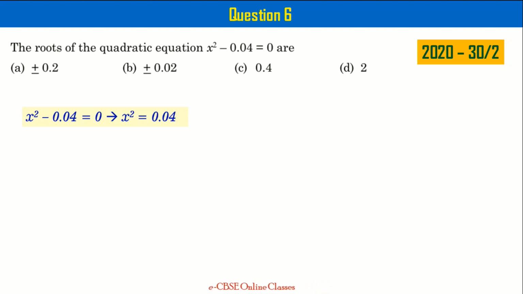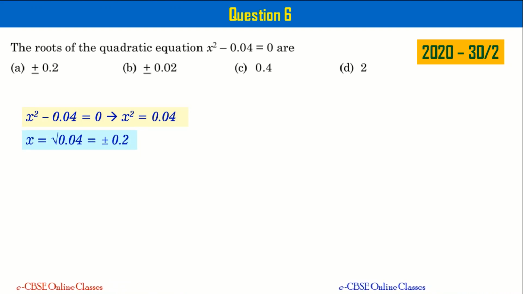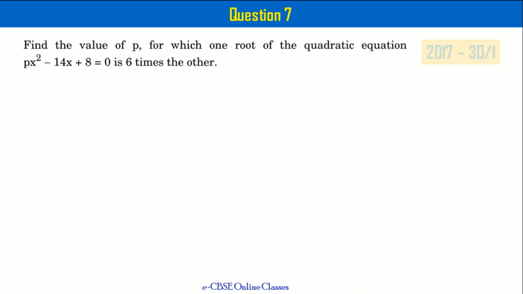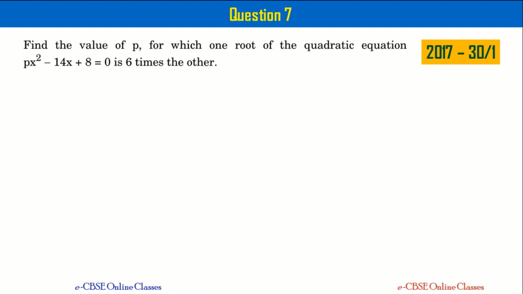X square minus 0.04 equal to 0 can be written as x square equal to 0.04, right? It means x equal to square root of 0.04, that is equal to plus or minus 0.2. Answer is choice A. Let's go to the next question, that is question number 7. Find the value of p for which one root of the quadratic equation px square minus 14x plus 8 equal to 0 is 6 times the other.